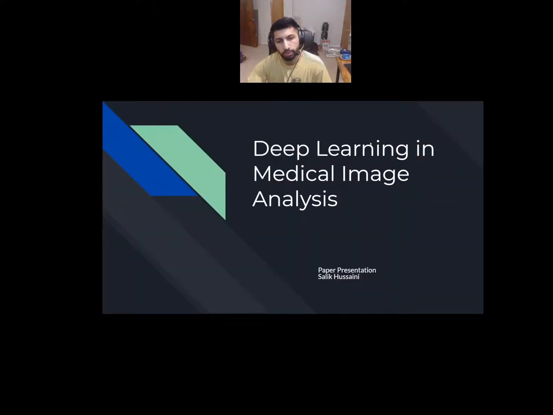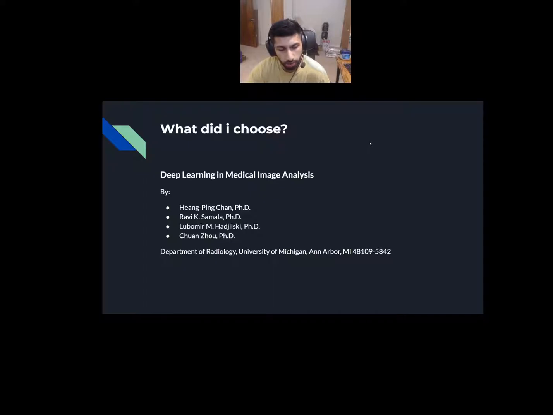Hello everyone. My paper was called Deep Learning in Image and Medical Image Analysis. The paper was written by Chan, Samala, Hadjiiski, and Zhou. This was a part of the Department of Radiology at the University of Michigan.